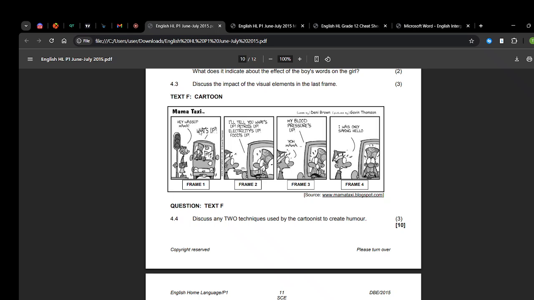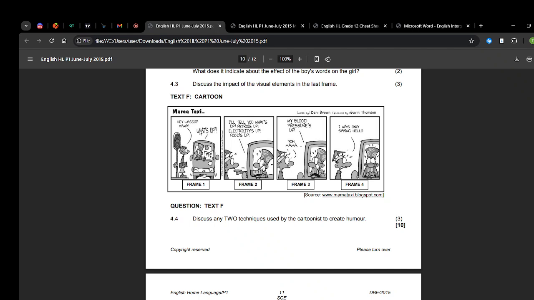Yep, go for it. I don't really understand how to answer these questions that involve humor. Do you get a mark for saying maybe in frame one this and that happens, and then you get another mark for explaining what's happening in the frame?